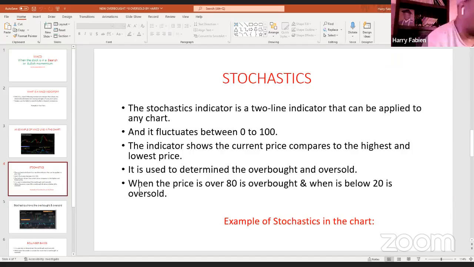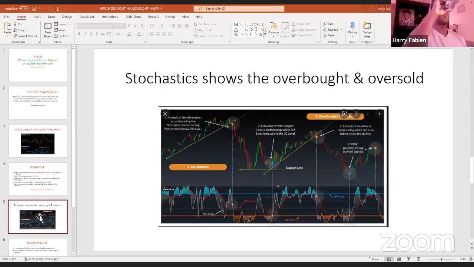I'm going to show you an example, and show you the chart. Now, the stochastic shows the overbought and oversold. Whenever you see that, that means the stock is overbought.